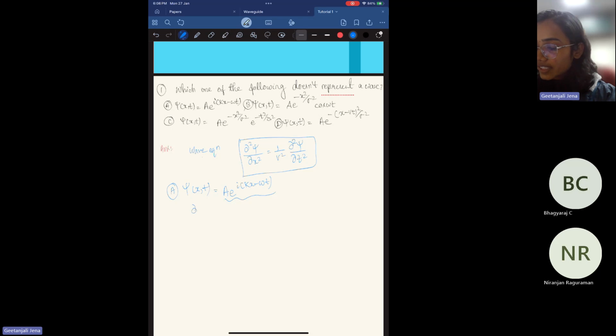The derivatives you can easily calculate. Dou square psi by dou x square will come out as minus k square psi of x, t. And the next part is to calculate dou square psi by dou t square.